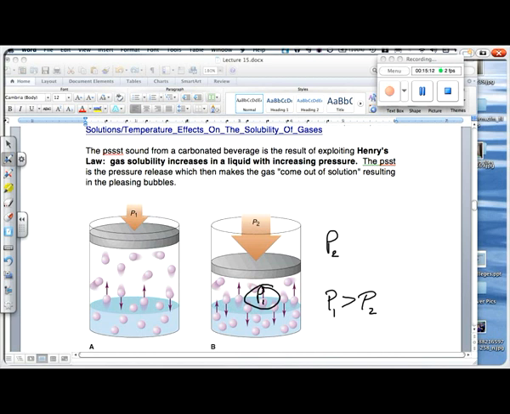And it has to do with equilibrium. At a lower pressure, less gas will dissolve. So when you open the cap, the sound you're hearing is that this extra pressure, the P1, is being released because now after the cap is opened, then P1 is equal to P2. So this is cap open and this is cap closed. So Henry's law says that gas solubility increases with increasing pressure.